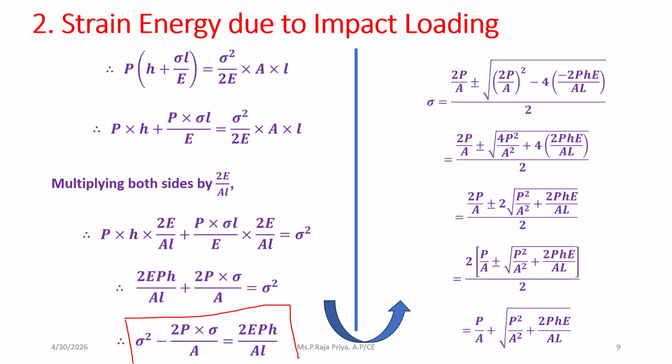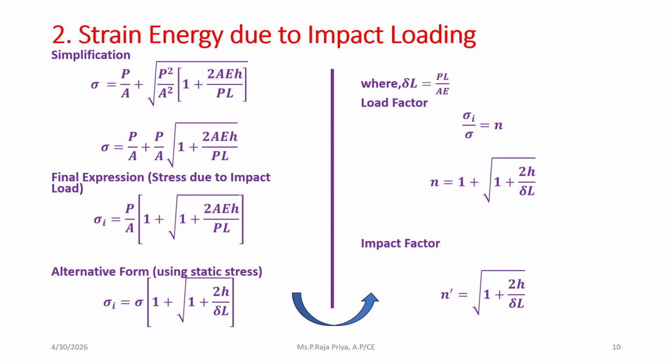The general formula we use to find the roots of a quadratic equation is minus b plus or minus root of b square minus 4ac by 2a. Using that, we find the roots for this particular quadratic equation. If you simplify, sigma will be equal to P by A plus, since you have P square by A square, when we take it out of the root, P by A into root of 1 plus 2AEh by PL. And this is the expression for stress due to impact loading.